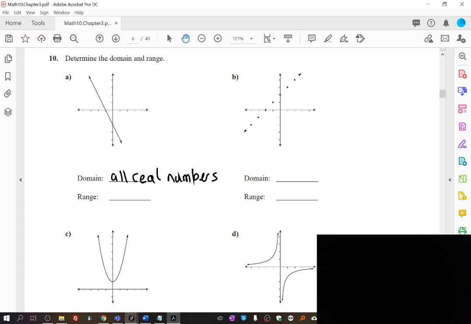So all real numbers, because it's got these arrows that go forever, and there's no break in it. It's solid, right? It just continues on. So same with range, all real numbers. That is a perfectly valid answer, and honestly, it's going to be a real common answer. For question B, it's a little bit different, though. It's not all real numbers.